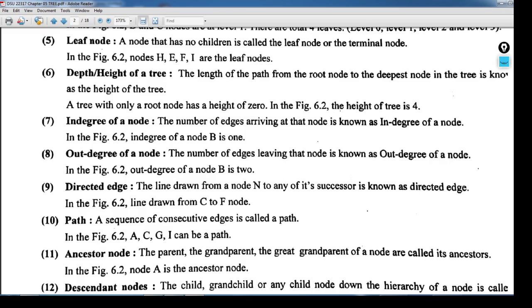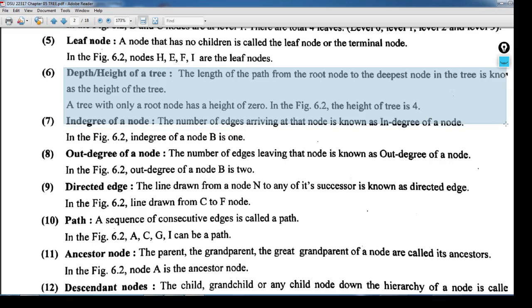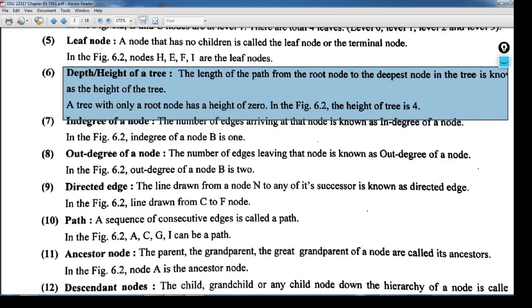The next topic is depth or height of a tree. The length of the path from the root node to the deepest node in the tree is known as height of the tree. A tree with only a root node has height of 0. In the figure 6.2, the height of tree is 4. So what is the height or depth of a tree? It is the length. Sometimes it is also called height, sometimes it is also called depth, which is nothing but the length. Length of what? Length of path from the root node to the deepest node in the tree.